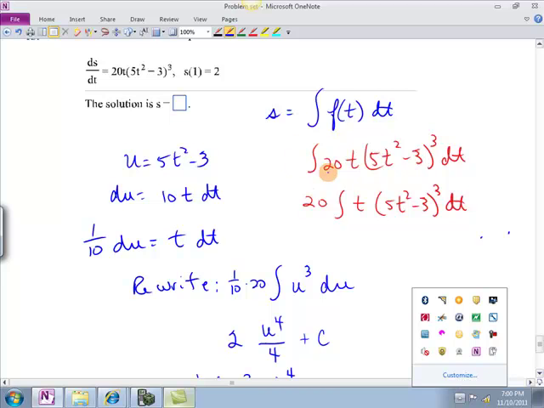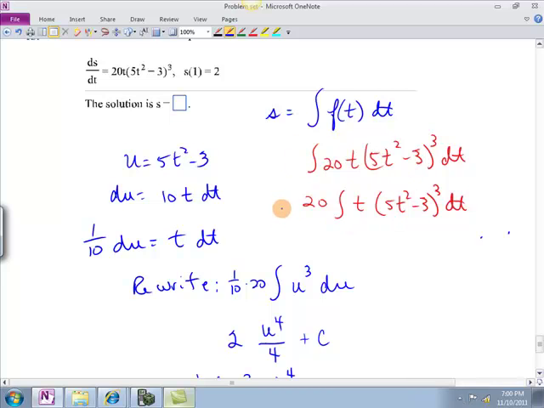All right, so we have the integral of this. Pull the 20 through, then let u be 5t squared minus 3. Take the du of that, you get 10t dt. Divide by the 10, and so we have 1/10 du equals t dt. That takes care of that and that, just like we've been doing.